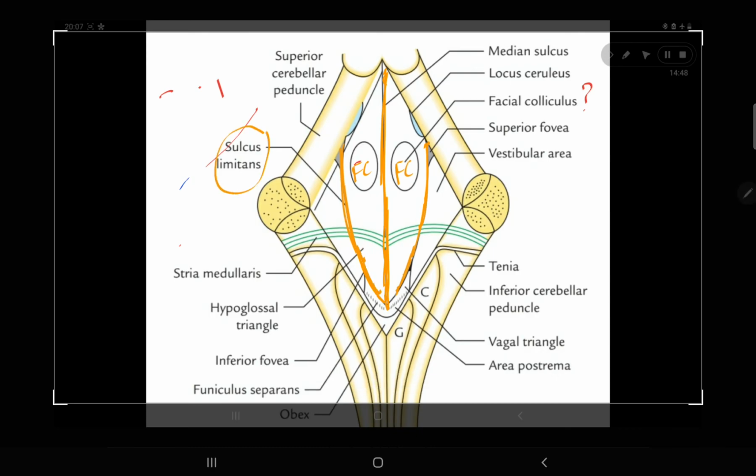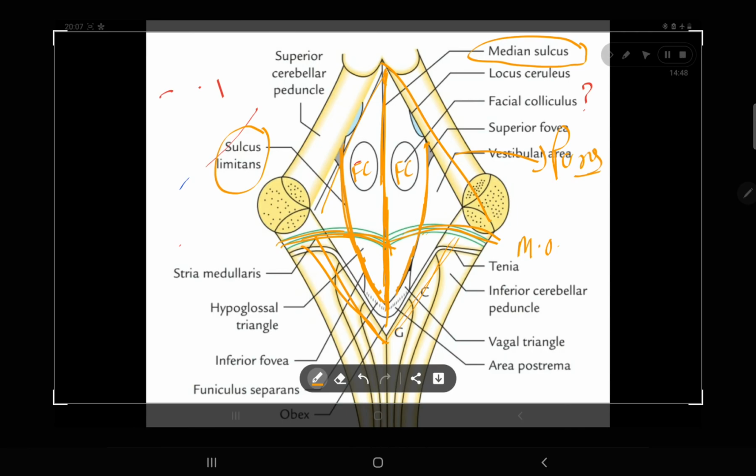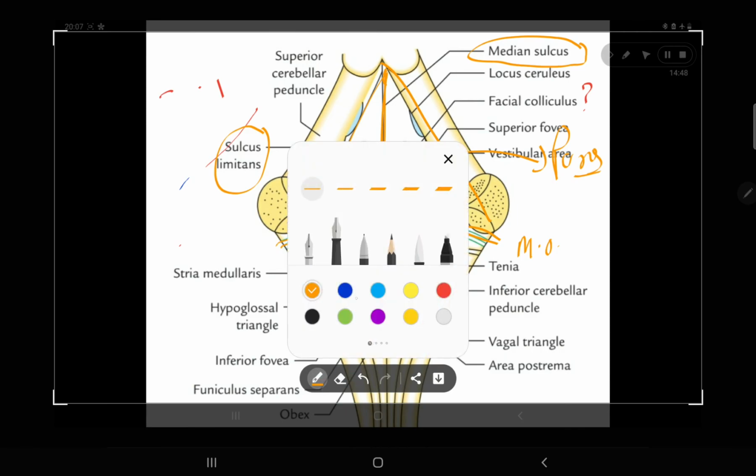You can see here this sulcus is called sulcus limitans, and below the stria medullaris, here is the stria medullaris, this sulcus limitans merges or fuses with the median sulcus, forming two triangles in the medulla region. Below this portion is medulla and this portion is pons, as I previously told you.